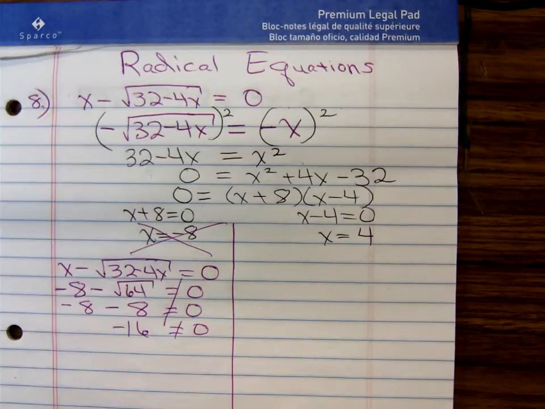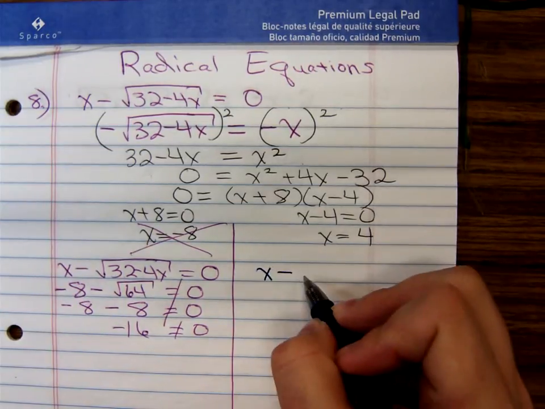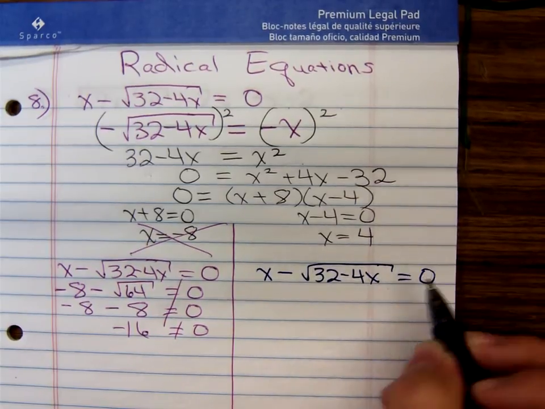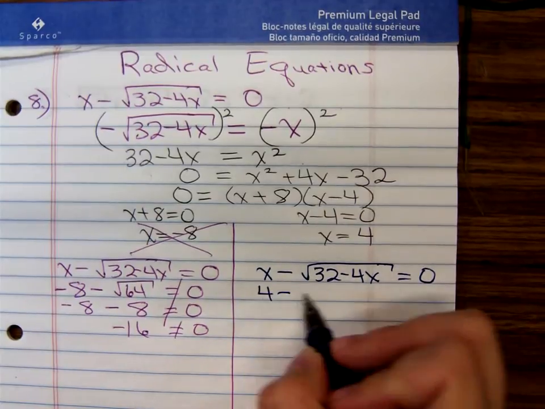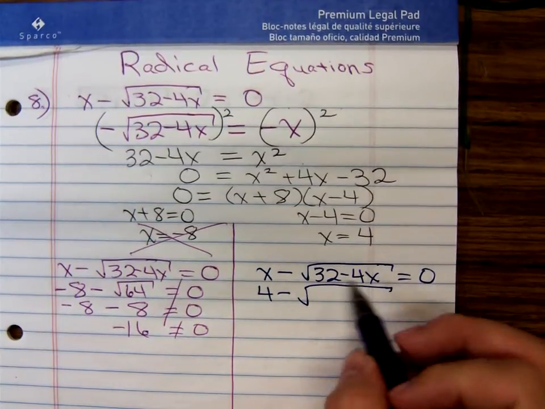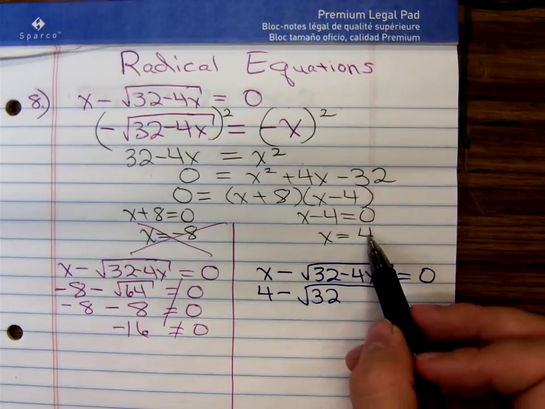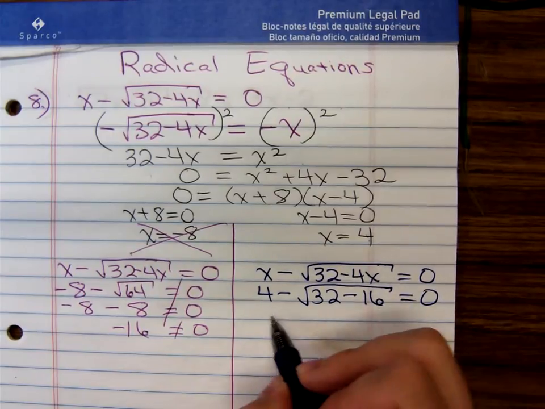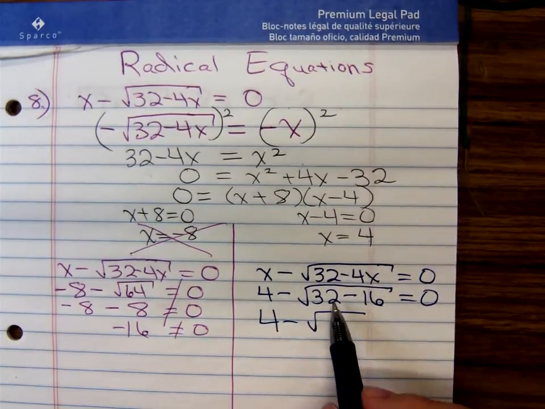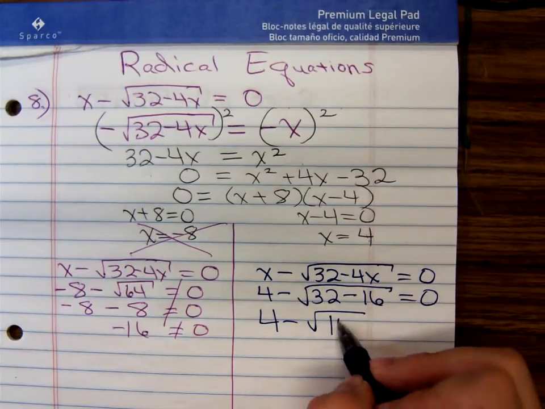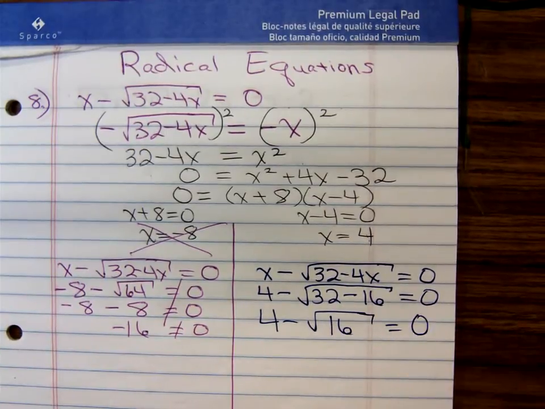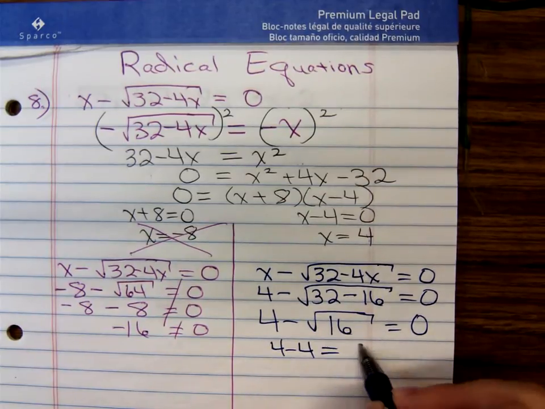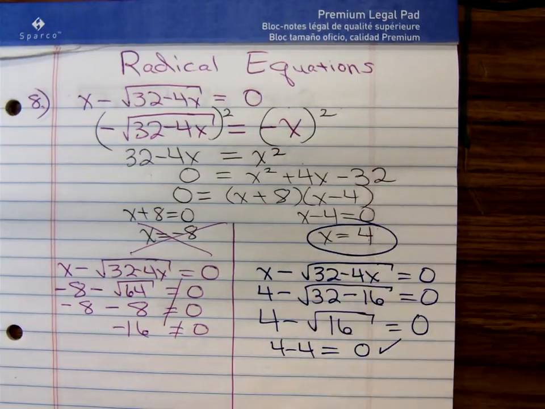Now we'll plug in 4. So plugging in 4, we have a 4 minus the square root of 32 minus 4 times 4. 4 times 4 is 16. So that's a 4 minus the square root of 32 minus 16, which is 16. Is this a true statement? That says 4 minus 4. Yes, that does equal 0. So the only acceptable answer is x equals 4.